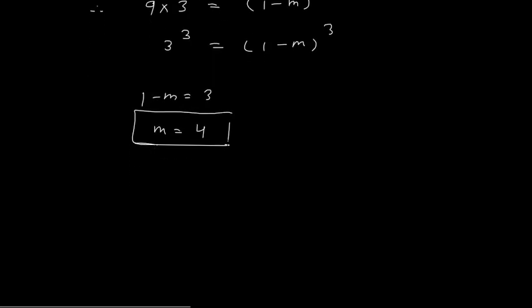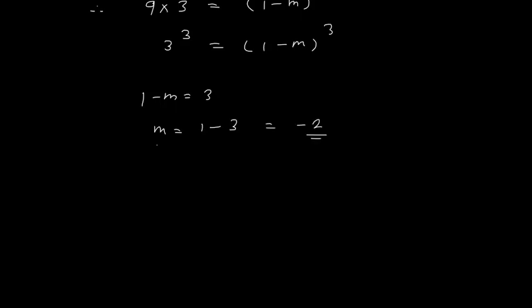No, here we have made a mistake. m is not equal to 4. By mistake I have added; actually m will move to this side. So m equals 1 minus 3, and 1 minus 3 is minus 2. So m equals minus 2. So this is the value of m.